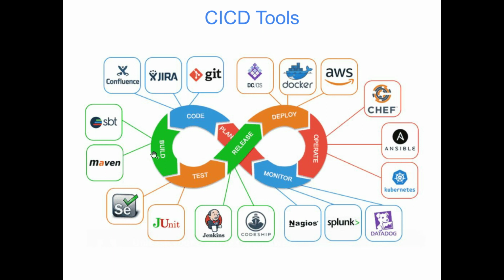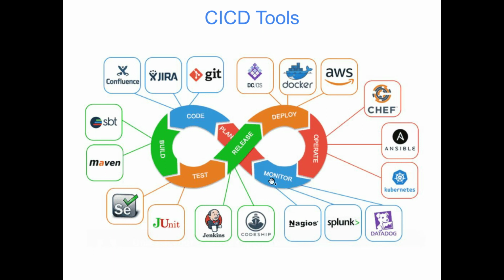If I talk about build, SBT, which stands for Simple Build Tool, and Maven are famous build tools. If you have ever worked on any Java project, you might have heard about Maven. That's a very common build tool for Java. If I talk about test, SE, which stands for Selenium, and JUnit, these are famous testing tools. If I talk about release, Jenkins and CodeShip are famous release tools.